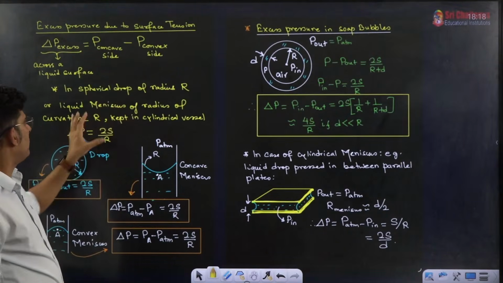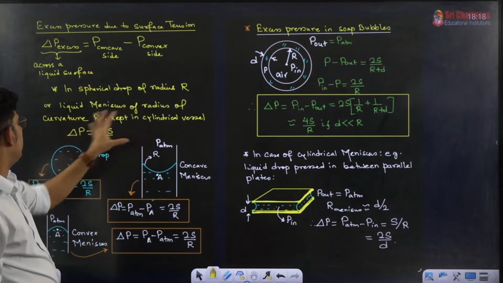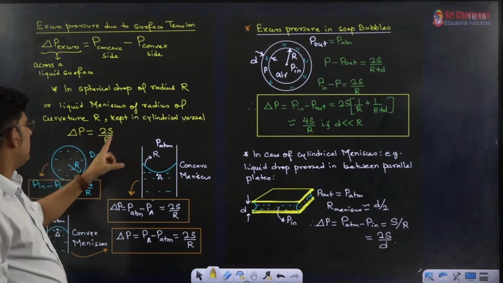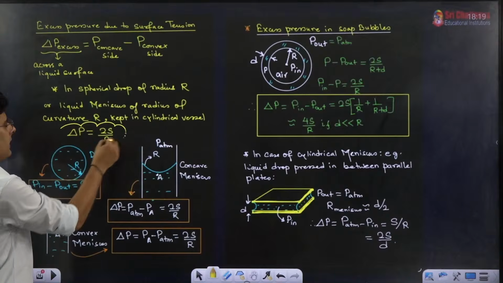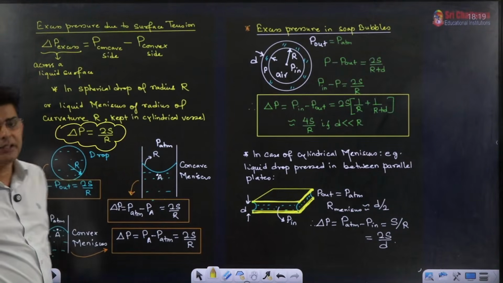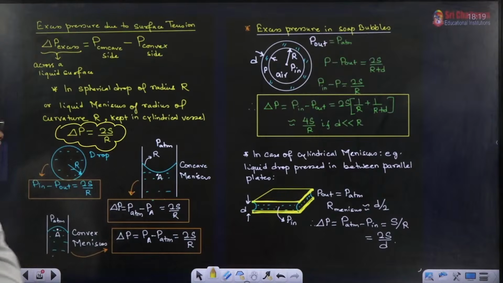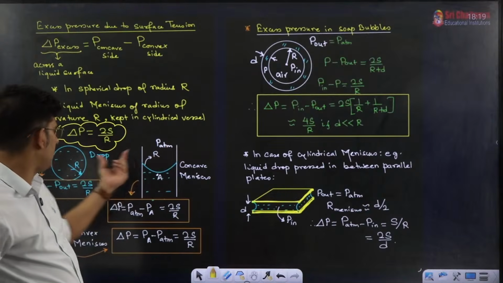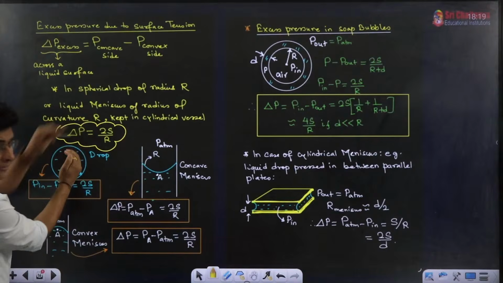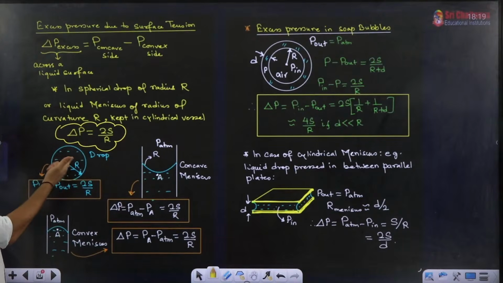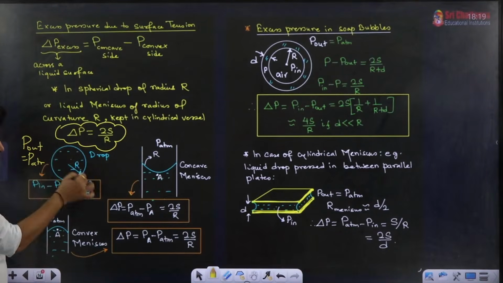When we have a spherical drop whose radius is capital R, or a liquid meniscus with radius of curvature capital R, kept in a cylindrical vessel, in such a case the pressure difference, the excess pressure, is equal to 2s by r. It is found by the Laplace equation, and we can also find it by Newton's law for simple cases, but we will just remember the result 2s by r. So for example, if you have this drop, the concave side is inside, outside we have convex. So concave side P in minus P out. P out is generally taken as atmospheric pressure, P ATM. So P in minus P out, it is a single surface, 2s by r.